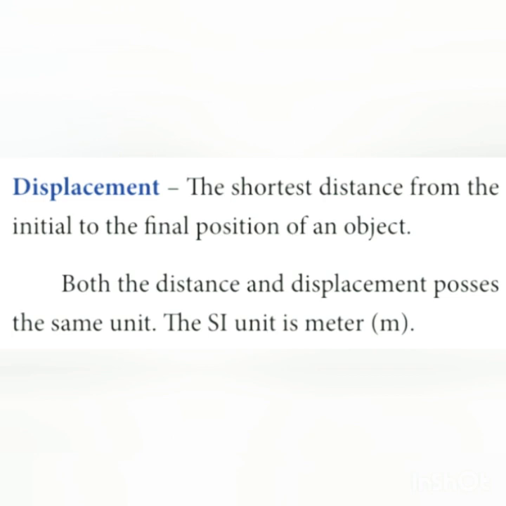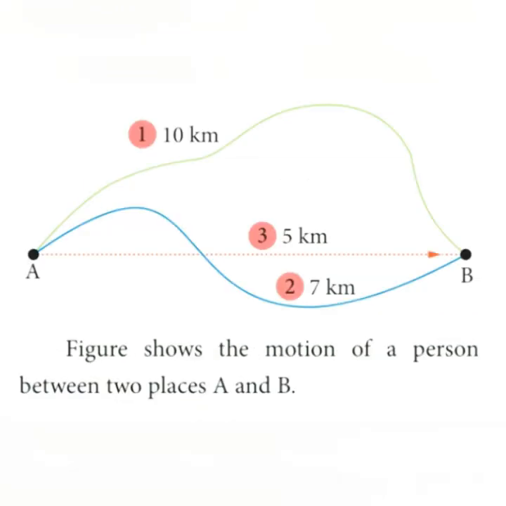You have to note here that both distance and displacement possess the same unit. The SI unit of both distance and displacement is meter. See the example now. A person has to travel from A to B. Two paths are given here.